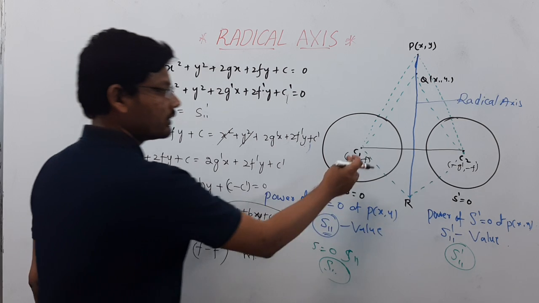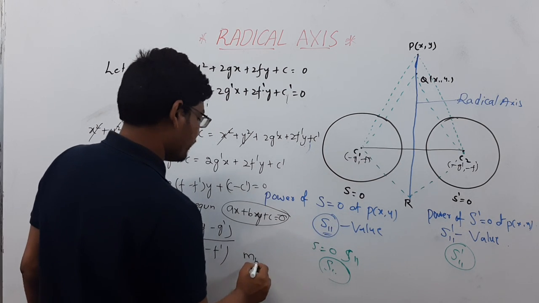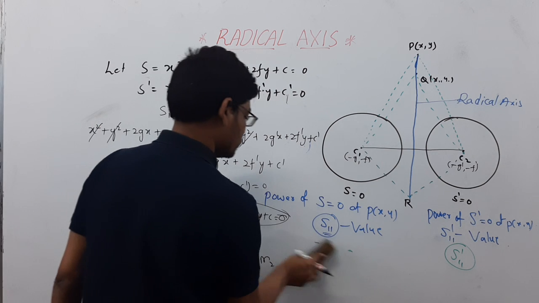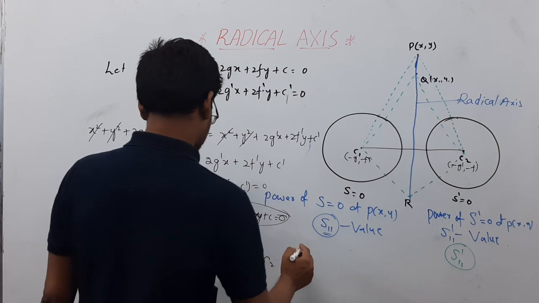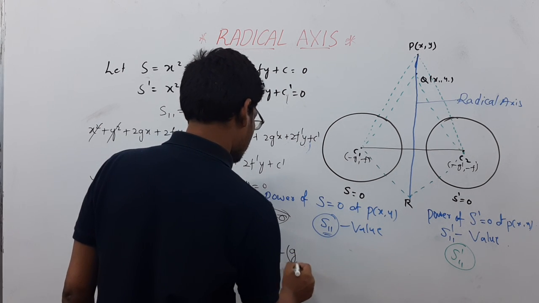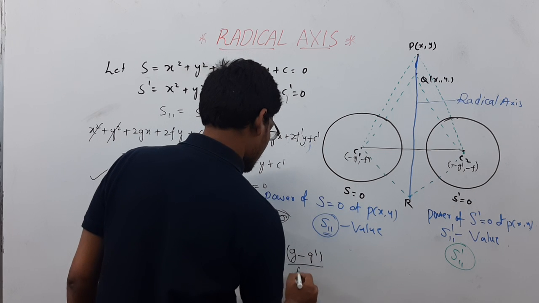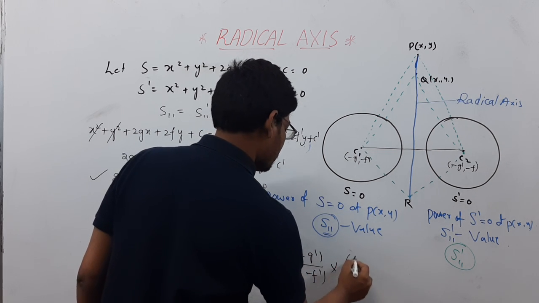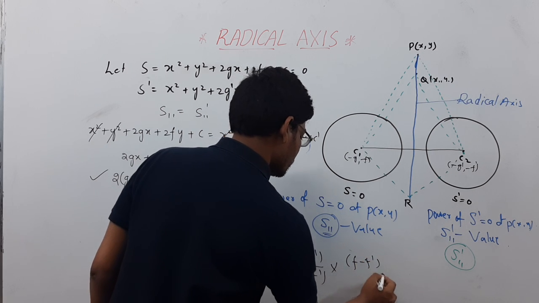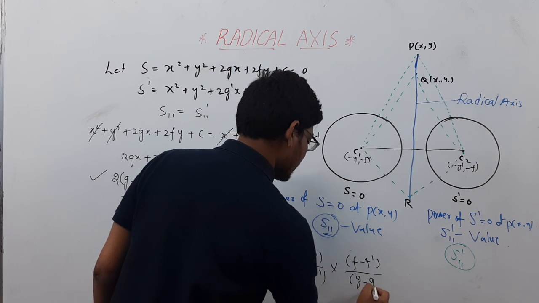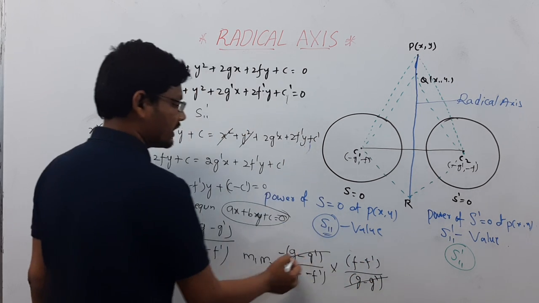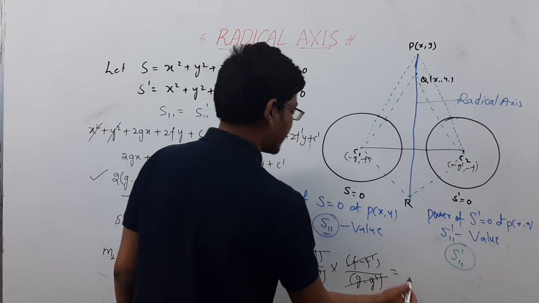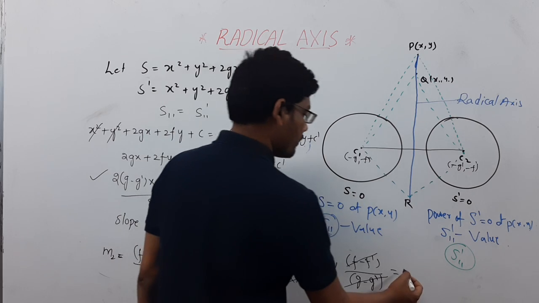The slope of these two lines, so m1 into m2, that will become (g minus g dash) and (f minus f dash) into (f minus f dash) by (g minus g dash). So g minus g dash and f minus f dash, both are cancelled. So the final one is equal to minus 1.